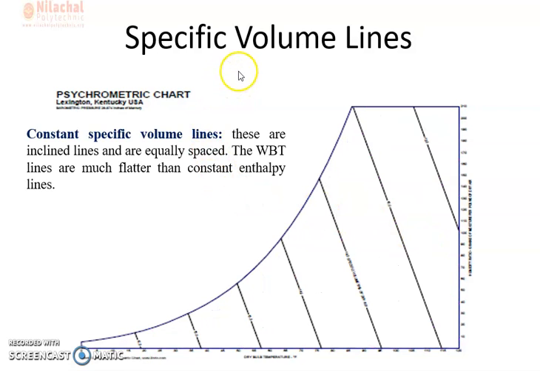Then the specific volume line. The specific volume line is a dashed inclined straight line. This is not a continuous line, this is a discontinuous or dashed line, inclined and uniformly spaced. These lines are drawn up to the saturation curve. So this is all about the constant specific volume line.